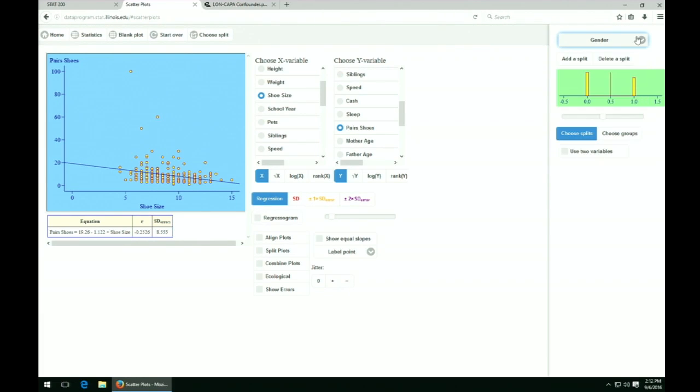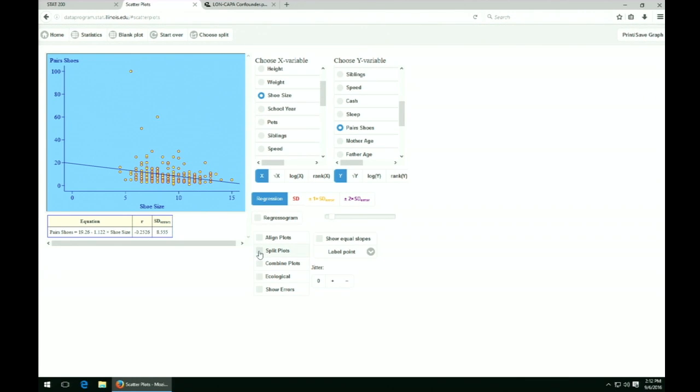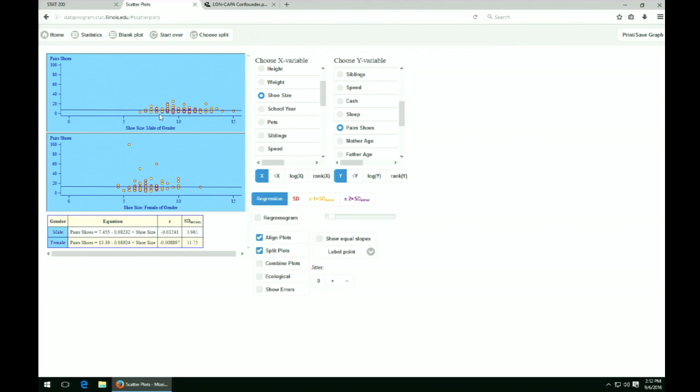It's really fun to play around with this, but I have it right here at gender, so you just click split plots, and then you see that correlation goes away completely. And we get two regression equations here where the slope is basically 0. So it says the number of pairs of shoes for the guys is some intercept, which is about the average, plus hardly any effect at all for the shoe size, a tiny little bit and a tiny little bit there, negative both. And you can see the female intercept is much bigger because they have a bigger average.